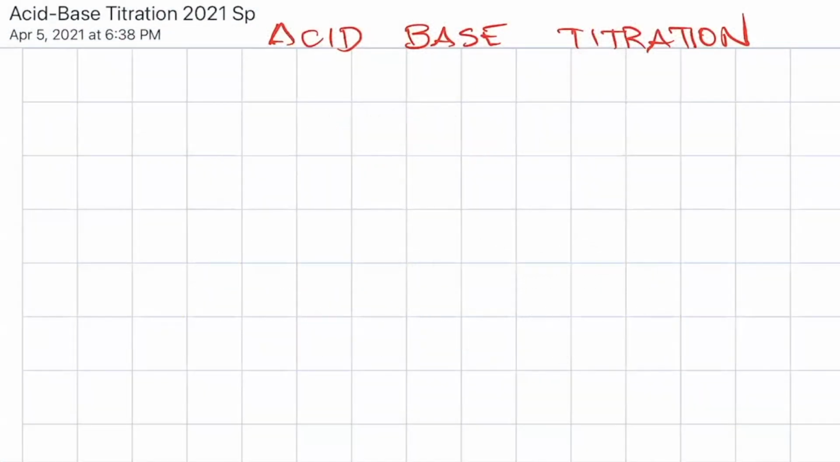Today, I'm going to show you the thought process on doing a titration curve and explain to you how to calculate the pH at the different stages when you add titrant.